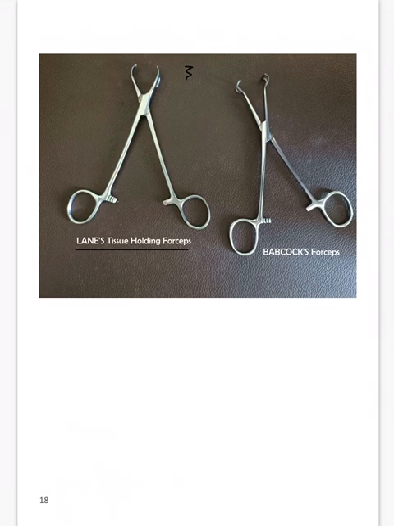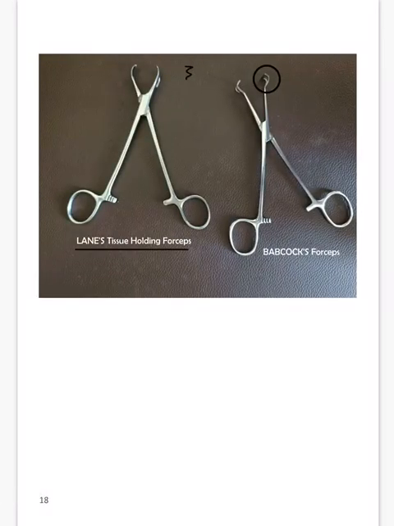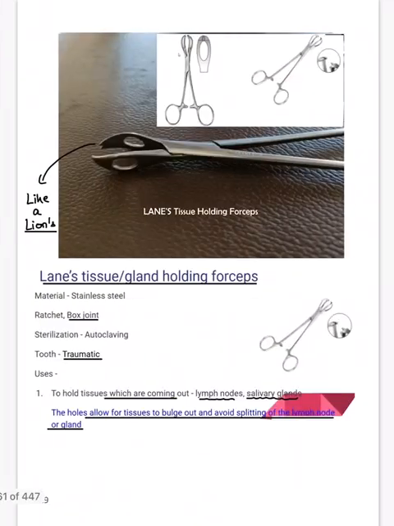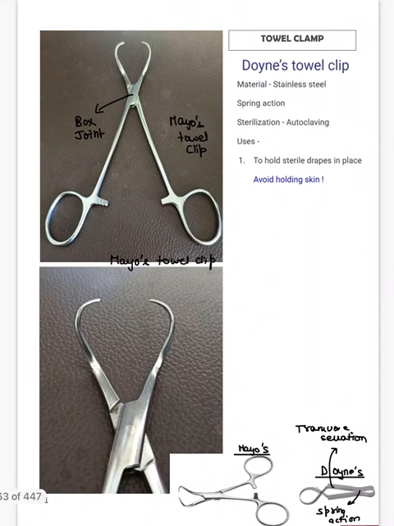This is the Lane forceps, which is like a straight line, and this Babcock has a space in order to hold the tube. So this is basically used while we are doing fallopian tube ligation. Okay, this is a Lane's forceps, already done. This is a Babcock forceps, guys, in order to hold the tissue, vas deferens, fallopian tube, or a tubular structure.